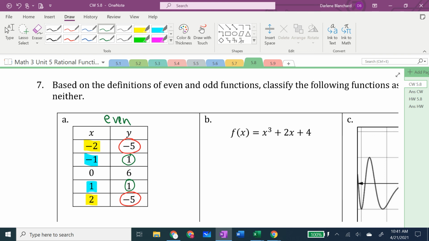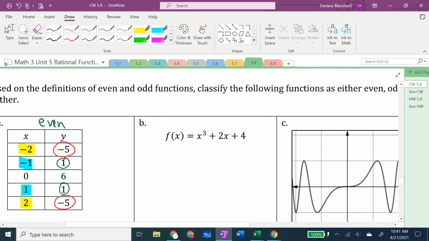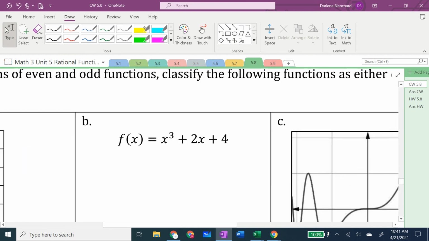All right, now let's look at b, this polynomial here, f of x. I have 3 terms. Term number 1 has an odd exponent. Term number 2, is that an odd or an even exponent? It's understood to be 1, so it is odd. So this looks like it might be an odd function, but it has a constant added on. Is it an odd function? Nope, this one falls under neither.